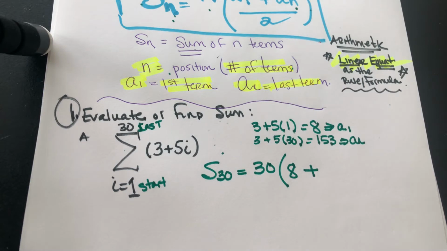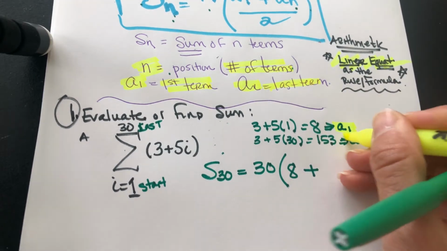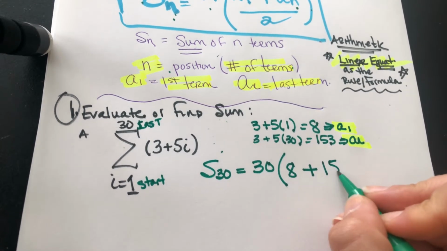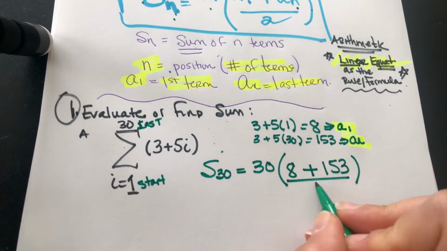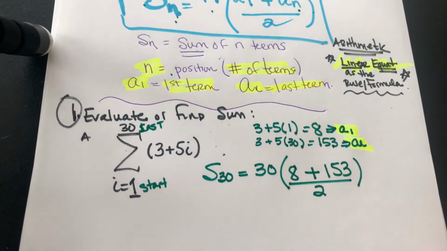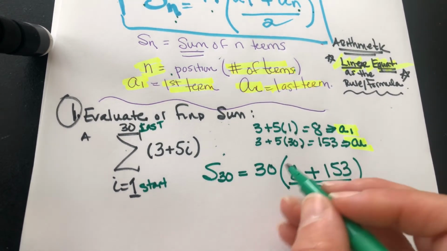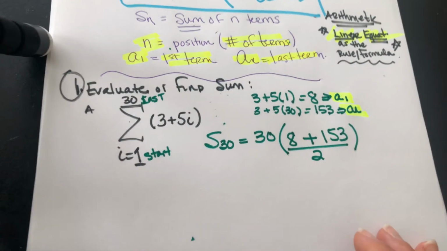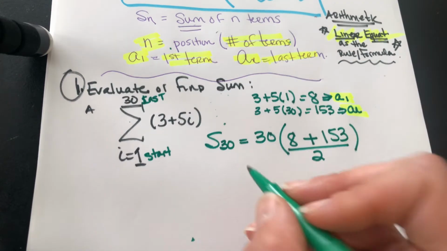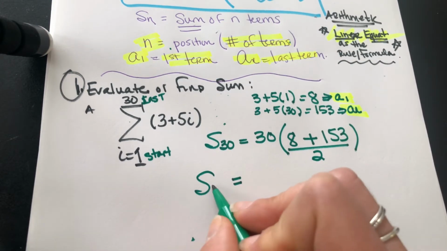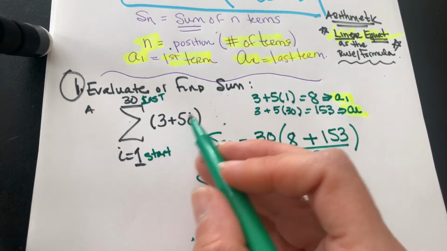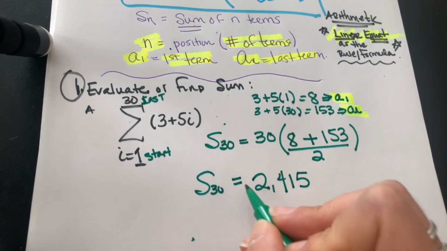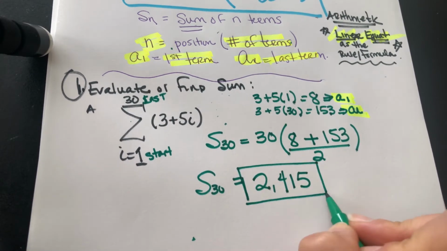So I'm just going to highlight some things. In this problem, we didn't know what A1 and AN were, so you had to find them. Now we just do that and think about it. You're always going to divide by 2 because you have 2 terms. Put this in your calculator. Be careful. Make sure you use parentheses, or do 8 plus 153 and then divide by 2 and then times it by 30. So the sum of the 30 terms, if you substitute it in, you would get 2,415. Here is your answer.